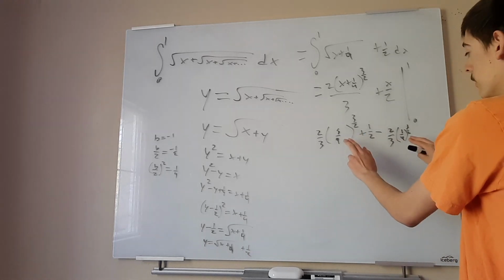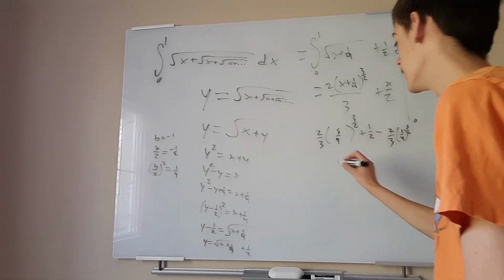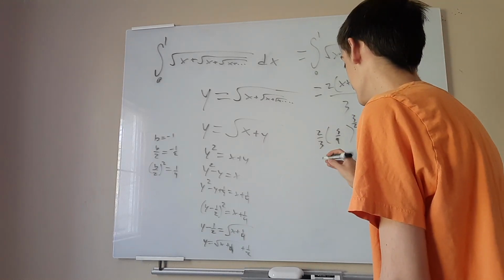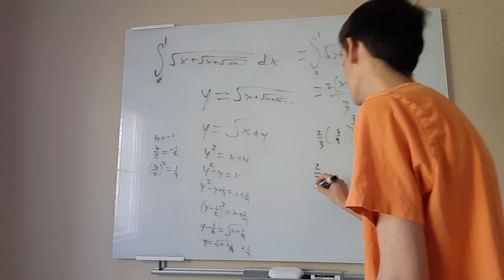So these 3 over 2 powers. What we want to do, because there's no calculators allowed really in integration bee, we can't just plug this in.